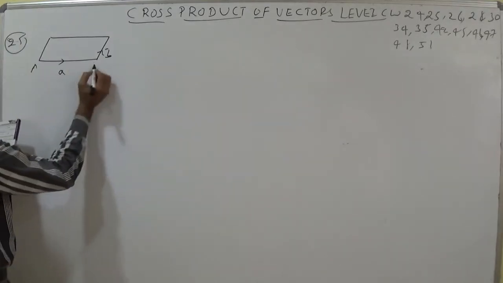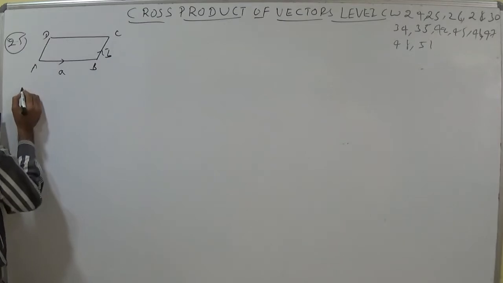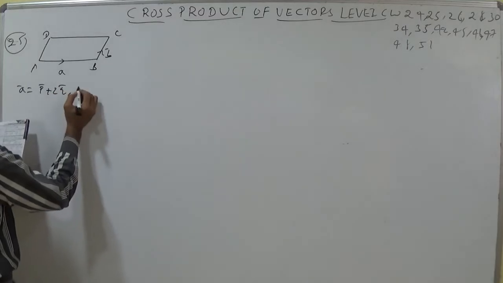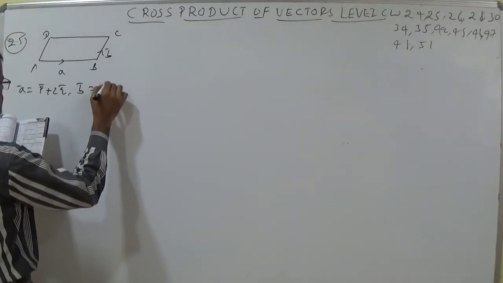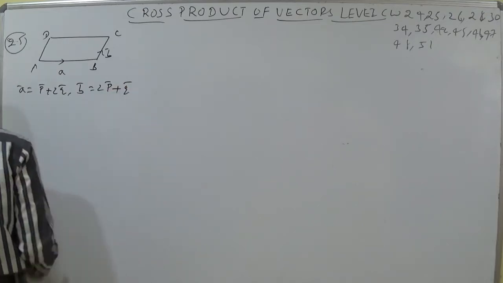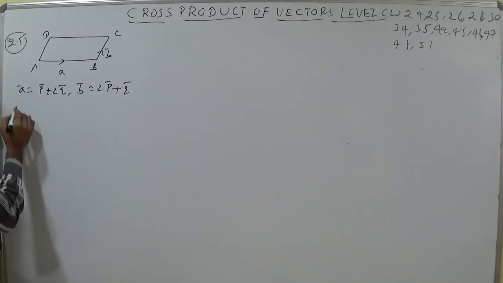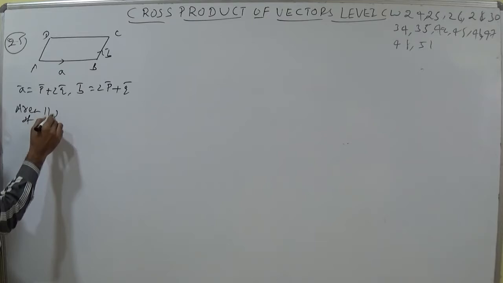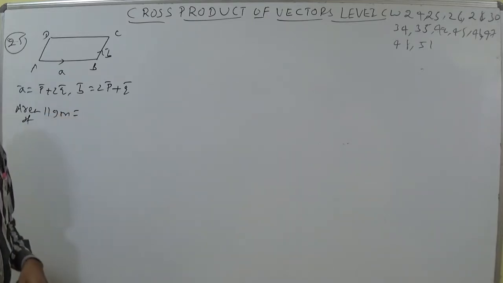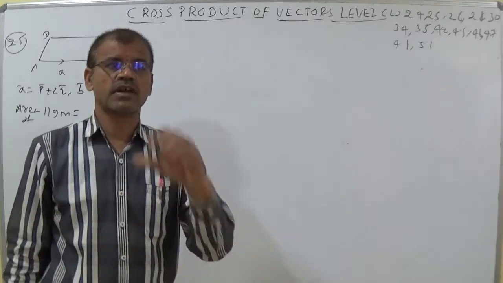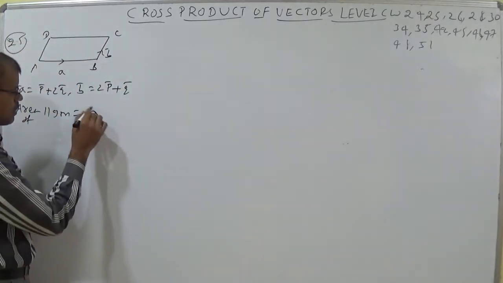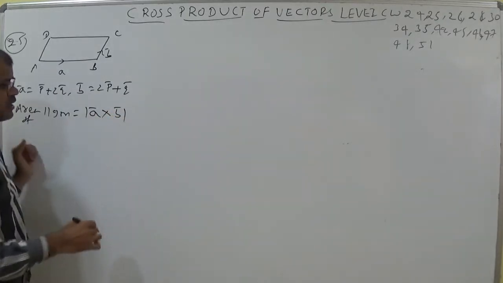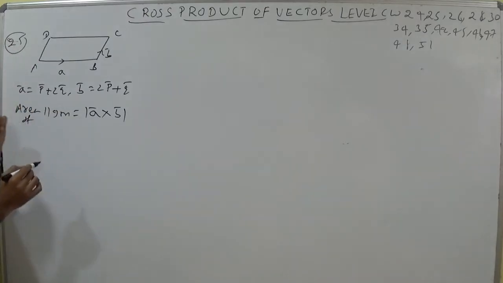Let the parallelogram be named A, B, C, D. A bar is given as p bar plus 2q bar, and b bar is given as 2p bar plus q bar. Now we should calculate the area of the parallelogram. The area of a parallelogram having adjacent sides a bar and b bar is a bar cross b bar. If it asks for vector area, simply write a cross b. If it asks for simple area, you should put the modulus here.